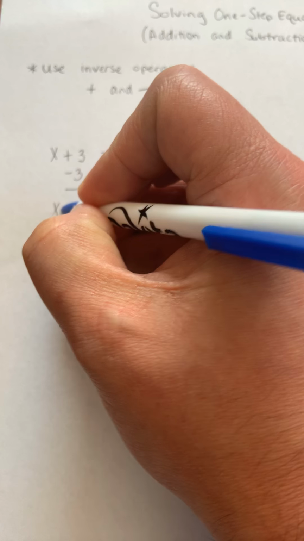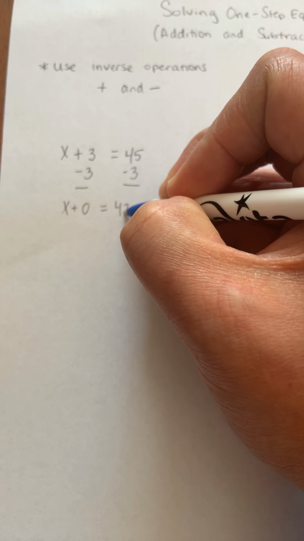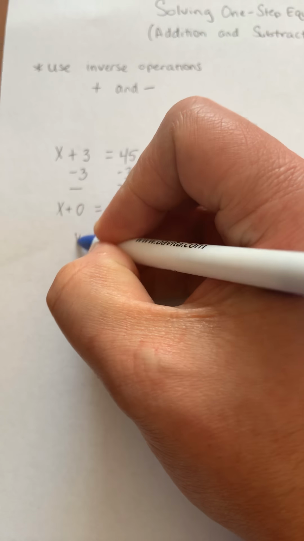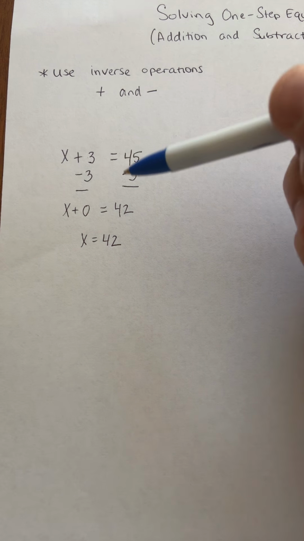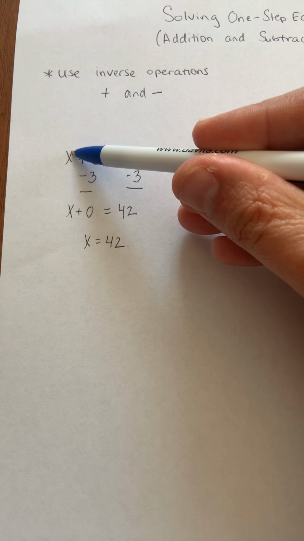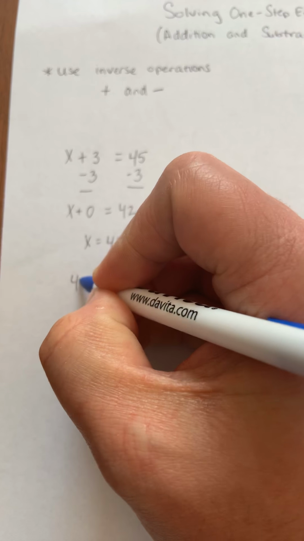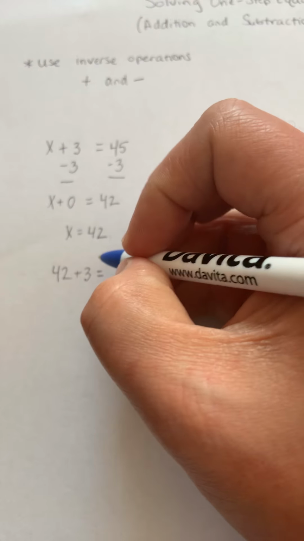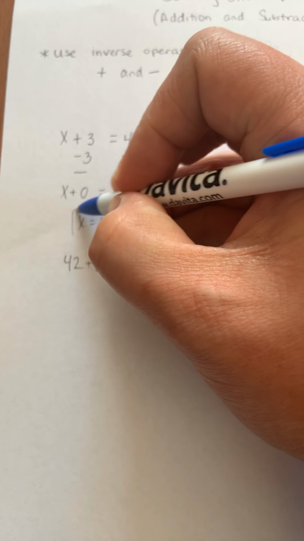So I have x plus 0 equals 45 minus 3 is 42. X plus 0 is the same as x, so I have x equals 42. If I were to check my answer and substitute 42 back in for my x, and rewrite this, 42 plus 3 equals 45, which matches the answer up here, so we know we're correct. X equals 42.